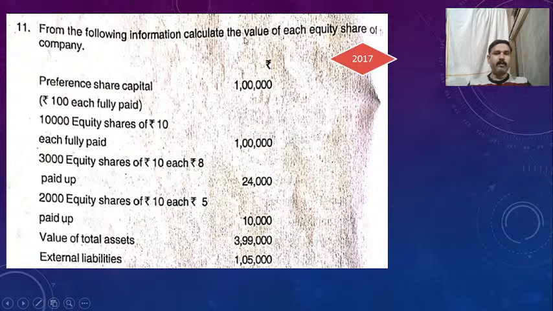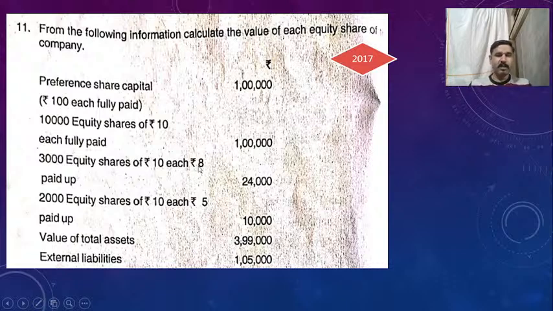From the following information, calculate the value of each equity share of a company. Preference share capital 100 each fully paid, 1 lakh. 10,000 equity shares of 10 each fully paid, 1 lakh. 3,000 equity shares of rupees 10 each, 8 paid up. 2,000 equity shares of 10 each, 5 paid up. Value of total assets and external liabilities.